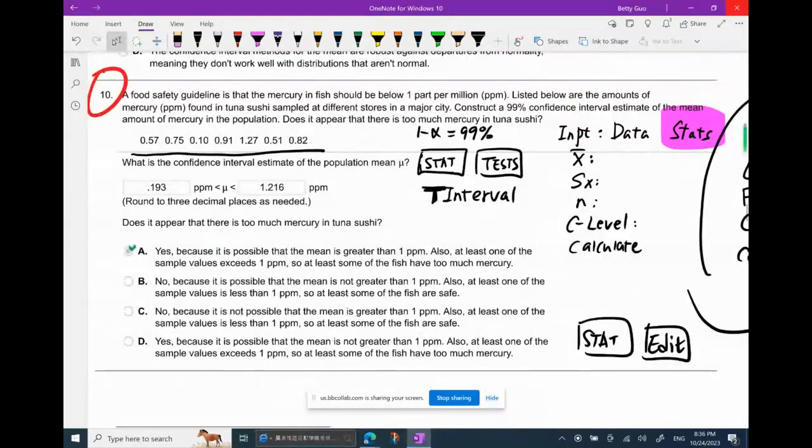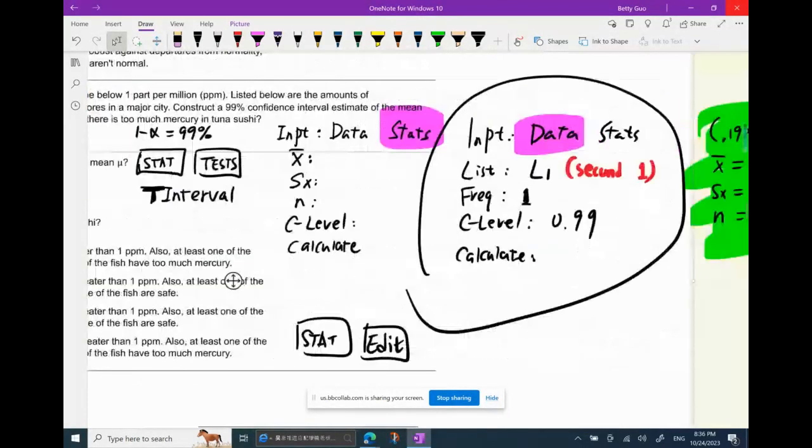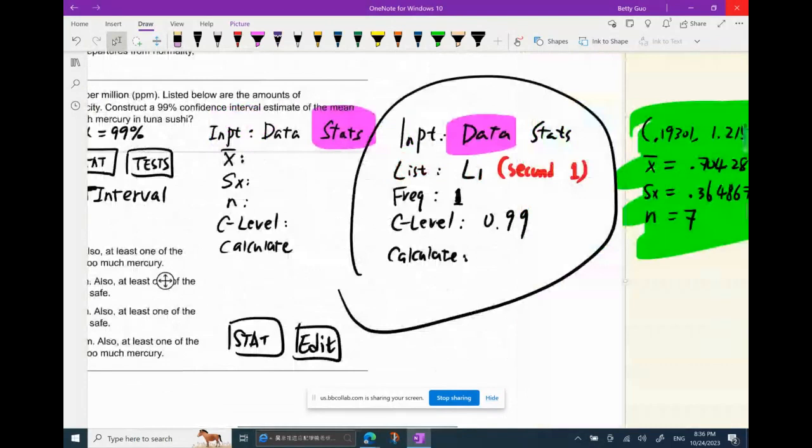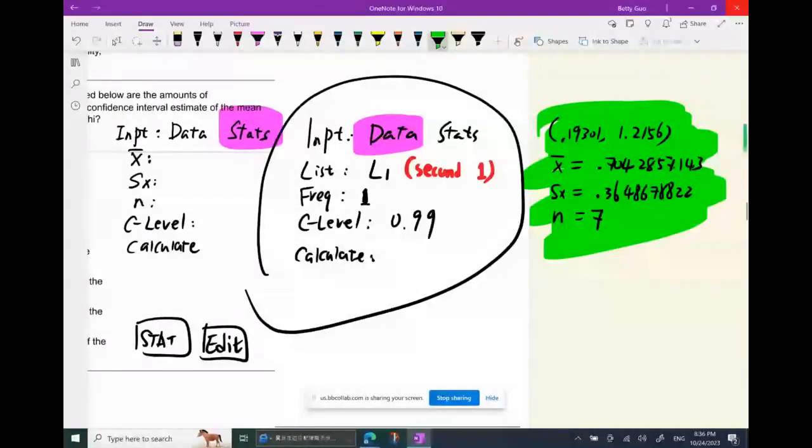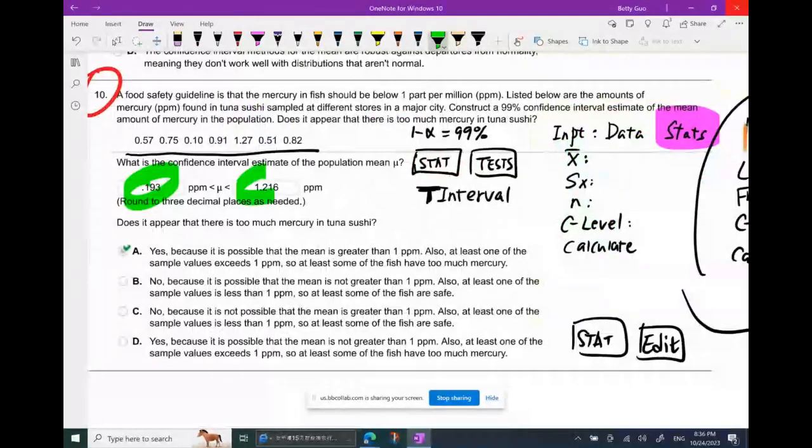Let's see what's the rounding. It says round to 3 decimal places, right? Yeah. So I'm gonna enter 0.193 here, as you can see. Enter 1.216, round up. Yeah, right here. So that's the interval.